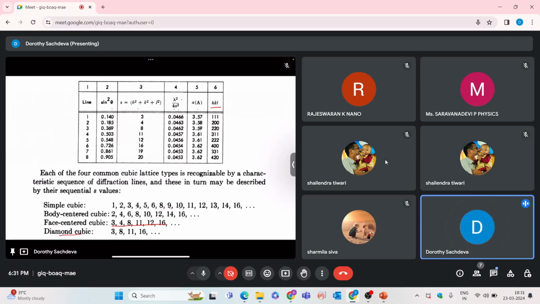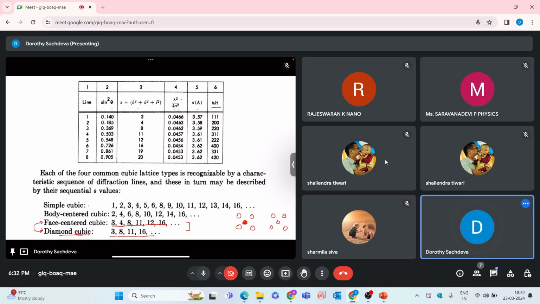And for diamond cubic. Diamond cubic is basically an FCC kind of system, but the atoms are similar. For FCC, you have different atoms at the corners and different atoms at the face center. But for the diamond cubic, all the atoms are the same, carbon only. So this will have similar S values as FCC, but due to the symmetry and the same elements, certain S values will be neglected and you will only have 3, 8, 11, 16. I'll discuss this in more detail in the next slide about diamond cubic.